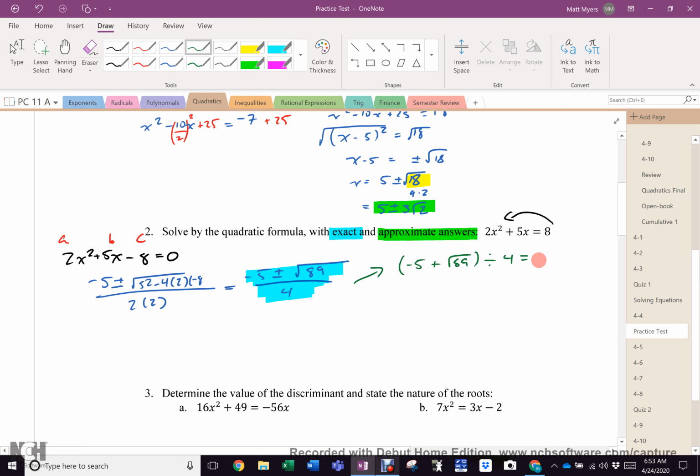And since the root of 89 is pretty close to 9.2-ish, so let's go negative 5 plus 9.2 is 4.2 divided by 4 is about 1.1. And negative 5 minus 9.2 is negative 14.2 divided by 4, which would be something around negative 3.6-ish. And those are your approximate answers.